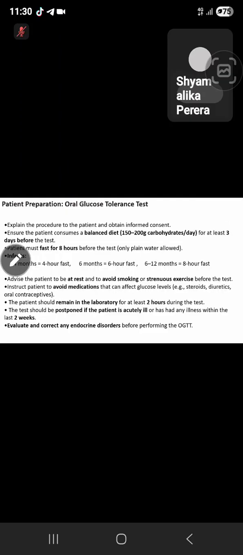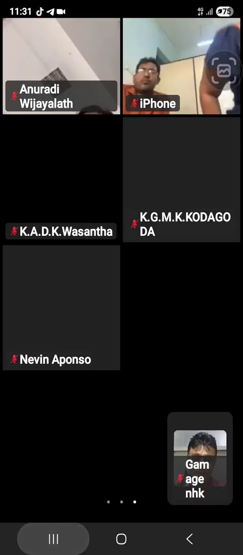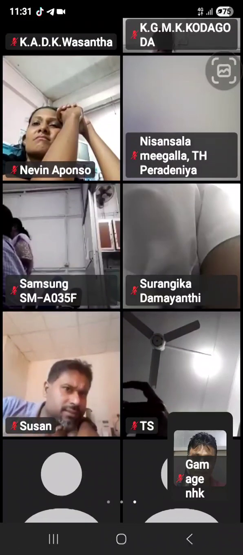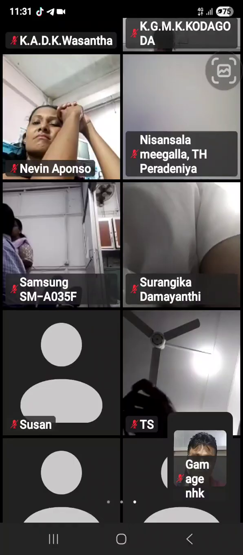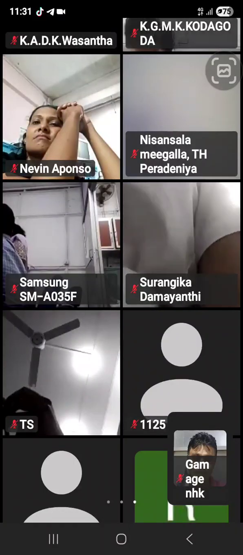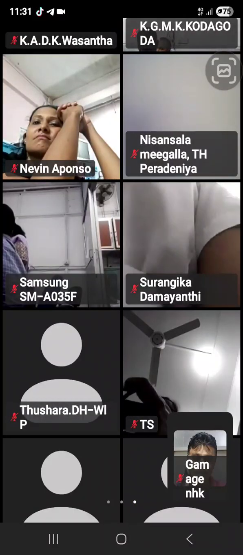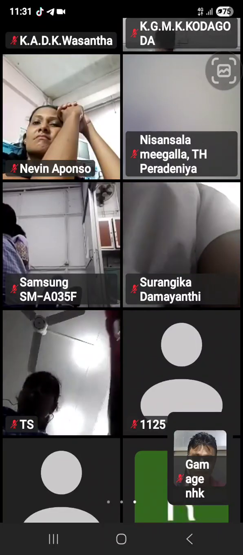The other important test is the oral glucose tolerance test, OGTT. So I selected these 3 types of testing, especially in our laboratory. The first thing, the oral glucose tolerance test. Earlier, we collected a large number of blood samples and urine samples, but nowadays it's only 2 samples.